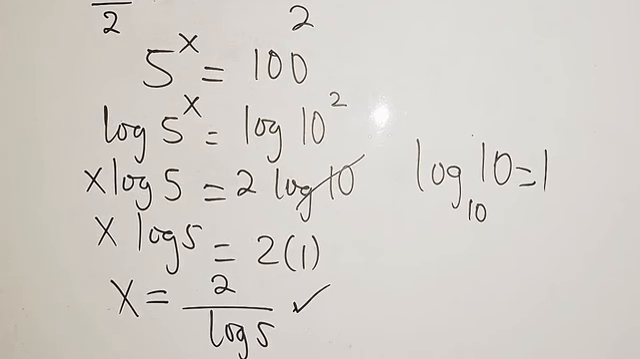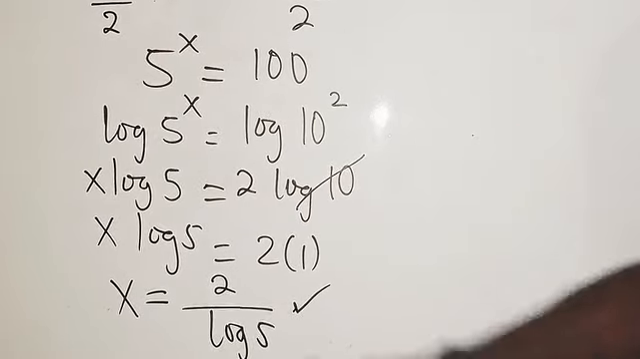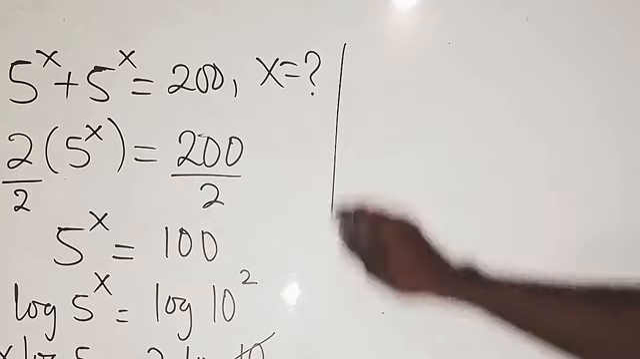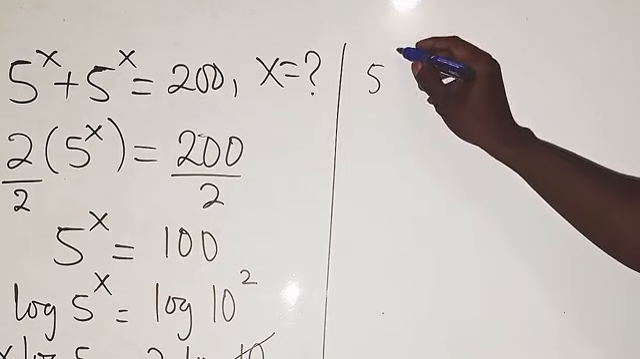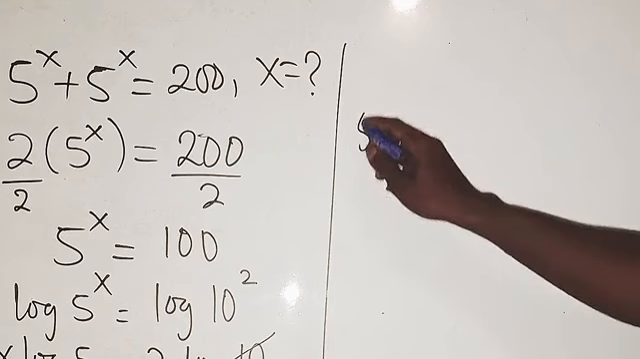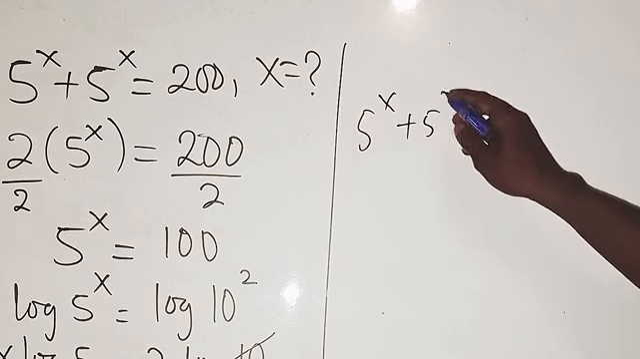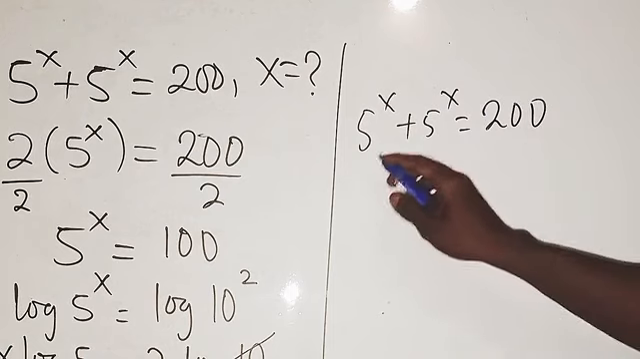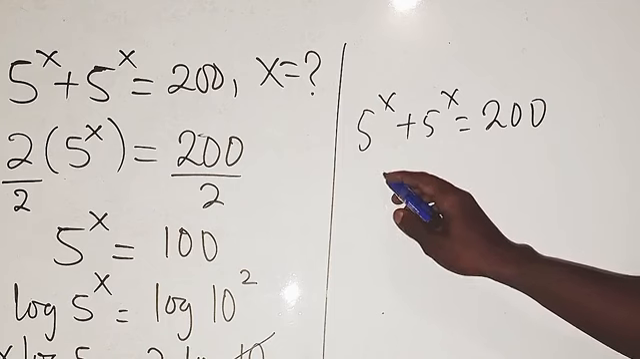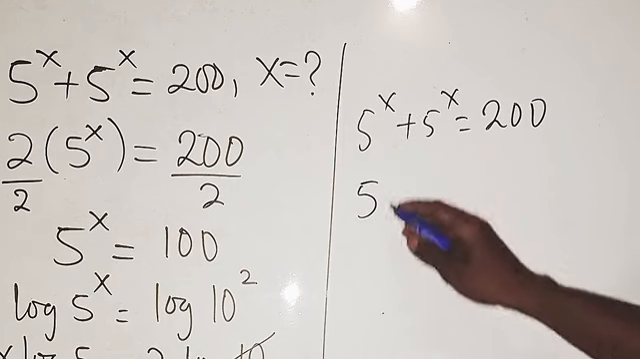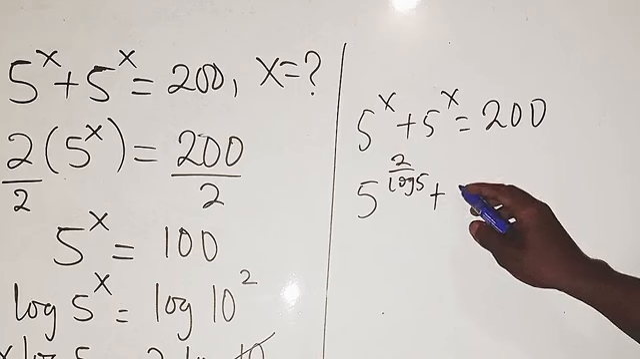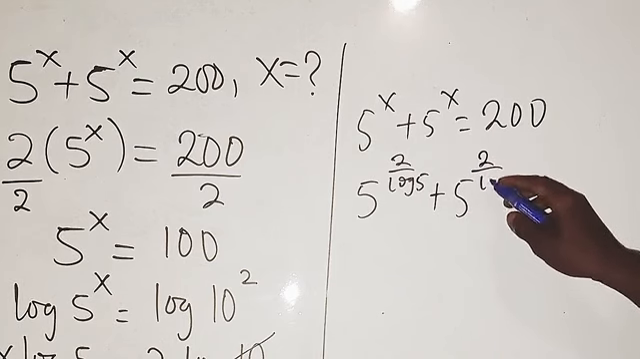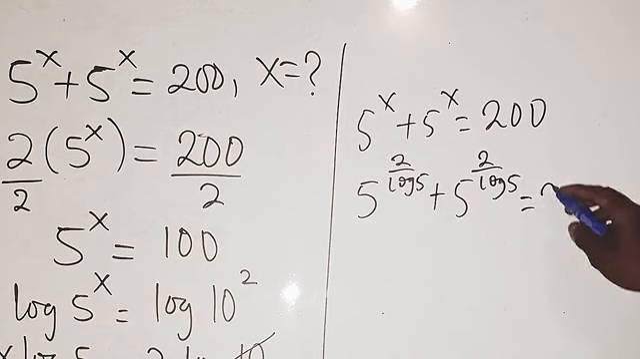But if you do the checking, just put this value back into the main equation. You are going to get 5 to the power of x, what is our x? 5^x plus 5^x equals 200. So now we have 5 to the power of, what is my x? We have 2 over log 5, right, plus 5 raised to the power 2 over log 5, then equals 200.